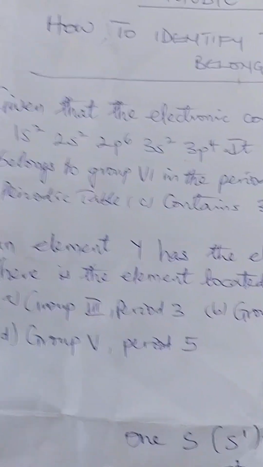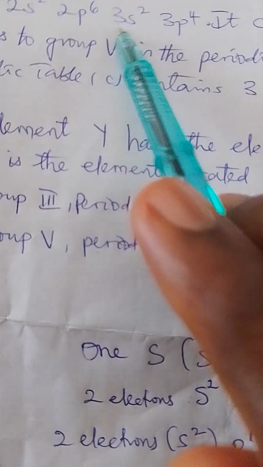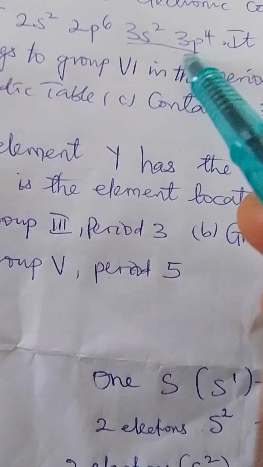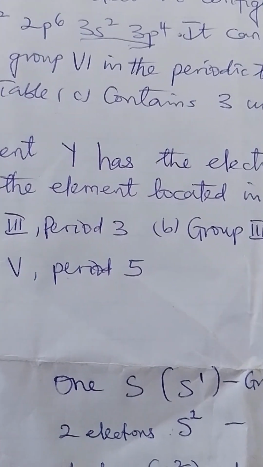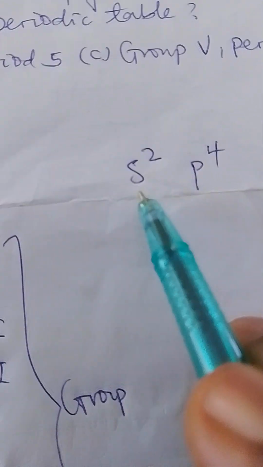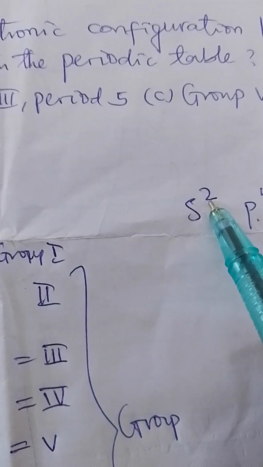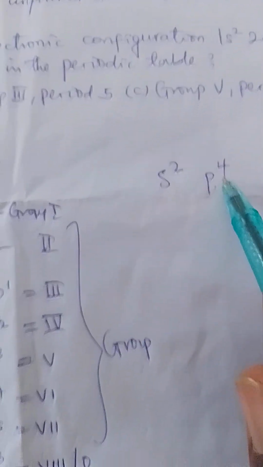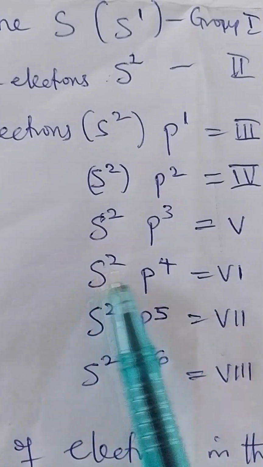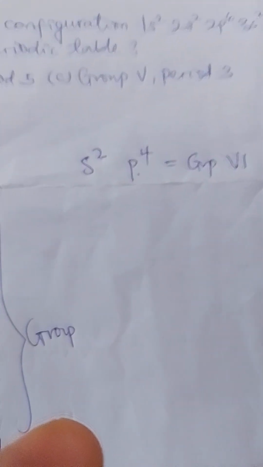So now, if I want to use this first method to know the group the element belongs to, this is the ending. Can you see? That is 2 electrons and 4 electrons. 2 electrons on the s orbital and 4 electrons on the p orbital. From what I discussed, this is group 6. So A says it belongs to group 6 in the periodic table.